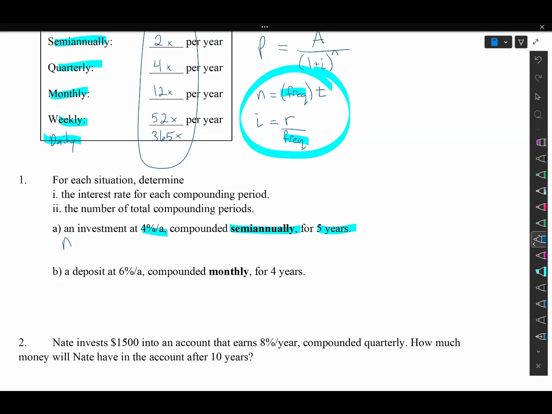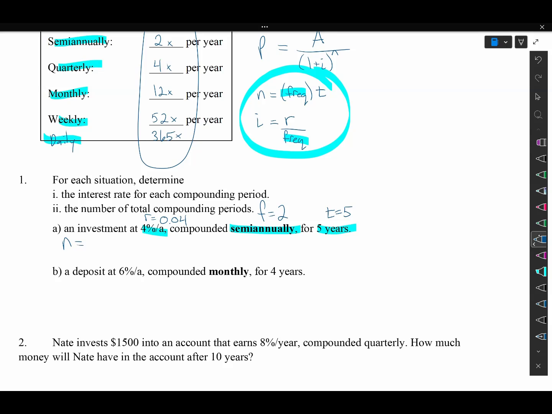Well, our n value is just going to come from, as we said, our frequency times our time. Our frequency, if it's compounded semi-annually, our frequency, I could just call that f, is 2. If we're investing this for 5 years, our t value is 5. And if we get 4% per annum, that is, our r value is 0.04.